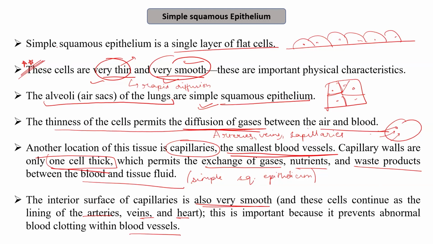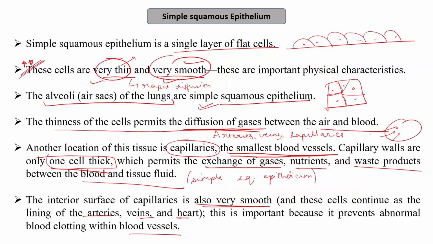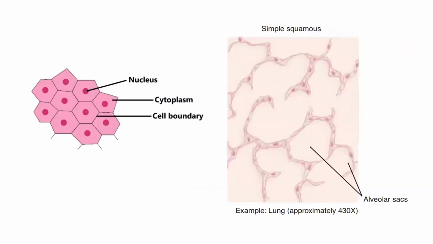So these are the basic properties of simple squamous epithelium, and these are the sites. For example, they are present in the alveoli of the lungs and in the inner lining of the capillaries, where diffusion of gases, nutrients, or waste products is required. This is just the basic structure of simple squamous epithelium, where you can see it is not layered. It is just a single layer of cells.